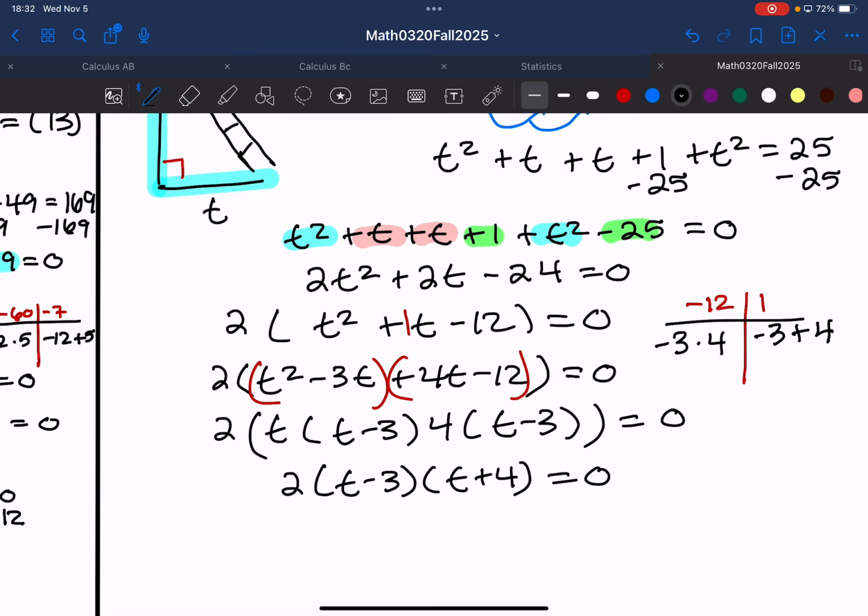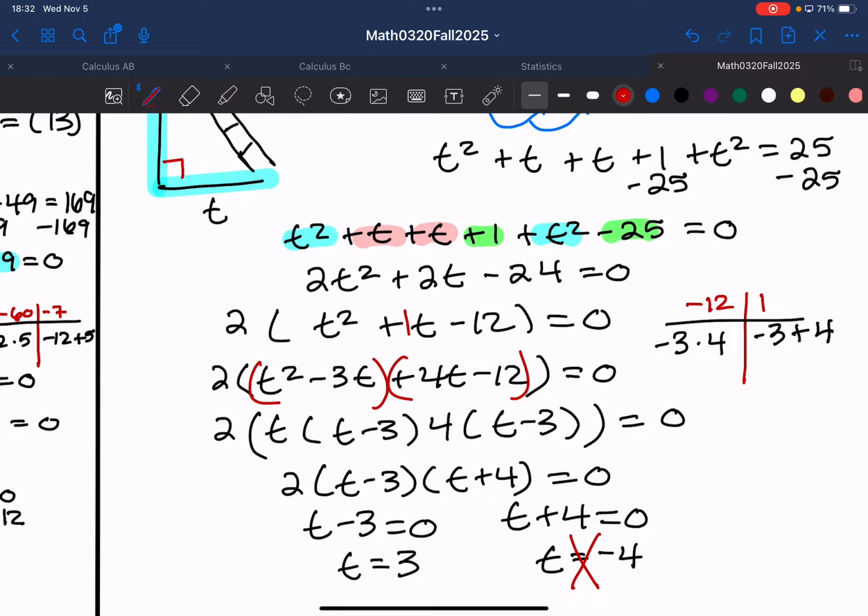Last step, set them equal to 0. So t minus 3 equals 0. t plus 4 equals 0. So if I solve this one, I get t equals 3, and the next one is t equals negative 4. And since we're talking about distance, which one are we crossing out? Negative 4. So that means we have an answer of t equals 3 what? What's the units?